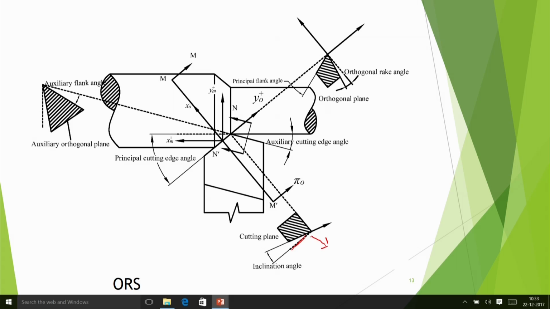And in the orthogonal system, you are seeing that principal cutting edge angle is basically nothing but 90 minus side cutting edge angle, because there we defined side cutting edge angle as this, and here I am defining like this. So this way we have shown the various angles in the orthogonal rake system. I hope that now this point is also clear to you, the orthogonal system.